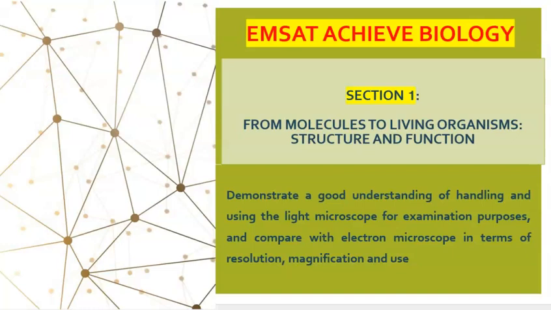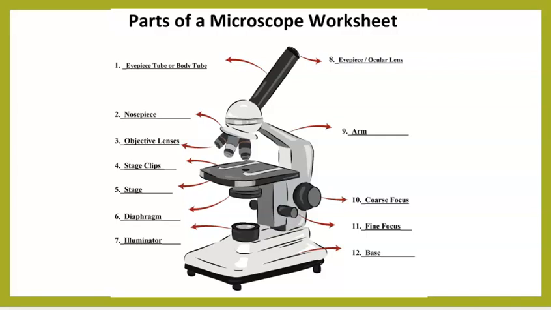So the first thing you have to know in this is the basic parts of a light microscope. You must be knowing for your syllabus or for your course that there are two basic types of microscope, the light microscope and electron microscope. So we've started with the light microscope first before we go into the differences later on.